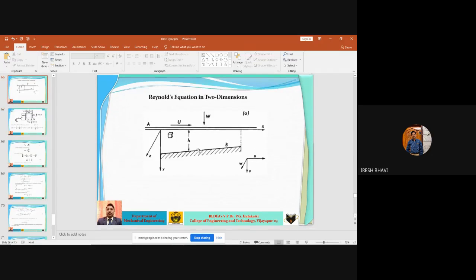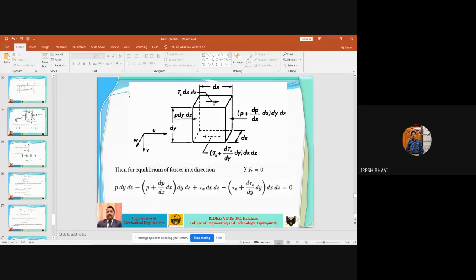Then now take a small infinitesimal element of the lubricating oil film, the film which is present between these two surfaces. Let us take a very small part of that film, and when you exaggerate it or enlarge it, it looks like this. Okay? These are the forces acting on that small infinitesimal cuboid.